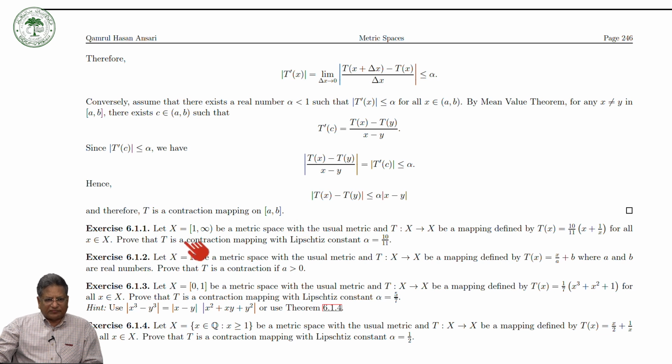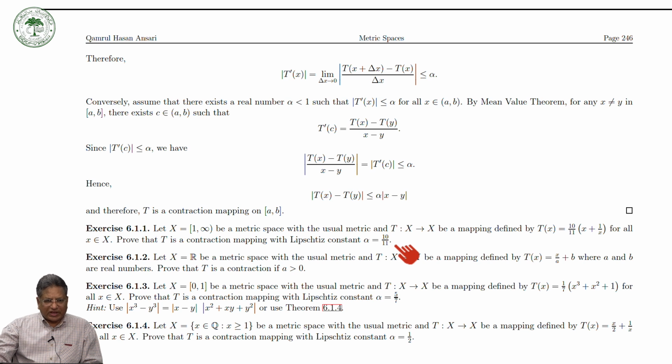Now look, here is the first exercise. Consider X equal to the closed interval 1 to infinity with the usual metric, and T a map from X to itself defined as Tx equal to 10 upon 11 x plus 1 upon x. Then the question is, prove that T is a contraction mapping with Lipschitz constant alpha equal to 10 upon 11.